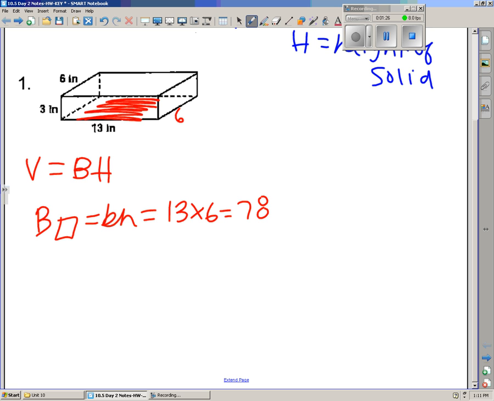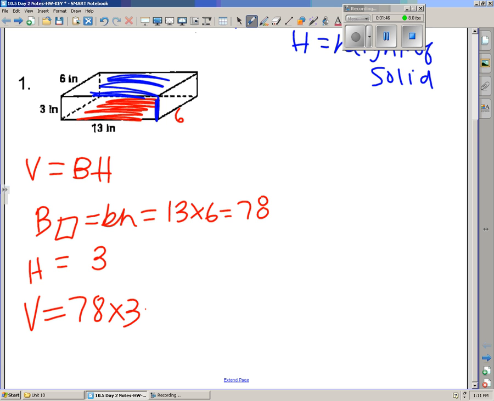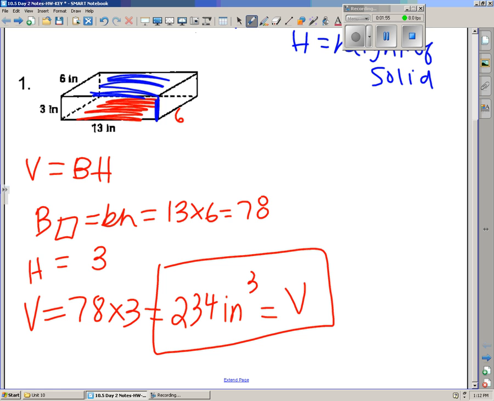The height of the solid is going to be what connects the top to the bottom. The height of the solid in this case is 3. That's that line segment that connects our bottom to our top. So the volume becomes 78 times 3, which means the volume becomes 234 inches cubed. Okay, let's move on to the next one.